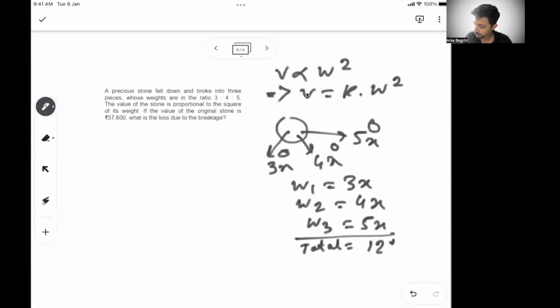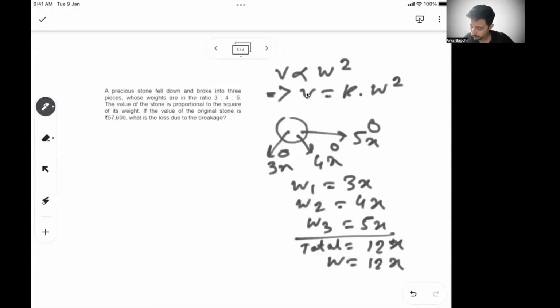Total weight. So this is W equal to 12x. If things are broken and their individual weights are taken, the sum of their individual weights is equal to the total weight of the stone. So the total weight of the stone is 12x, and it's broken into three pieces, 3x, 4x, 5x. But even if you add all the individual pieces and get the total weight, their values will differ because values are not directly proportional to the weight, it's proportional to the weight square.